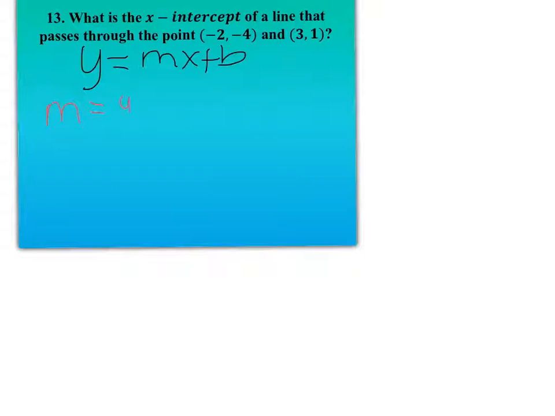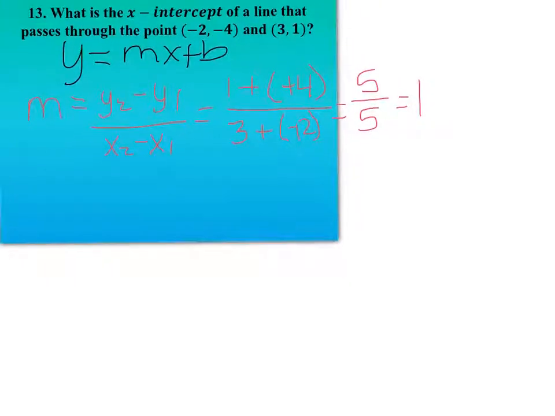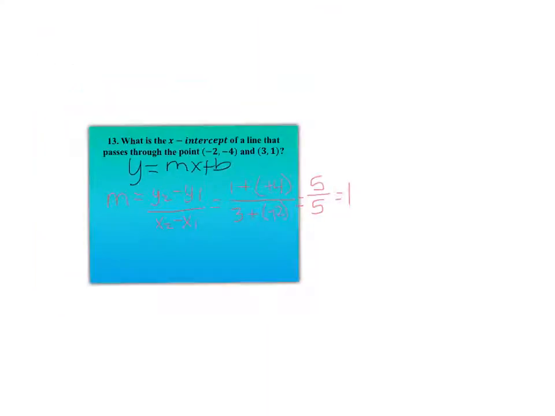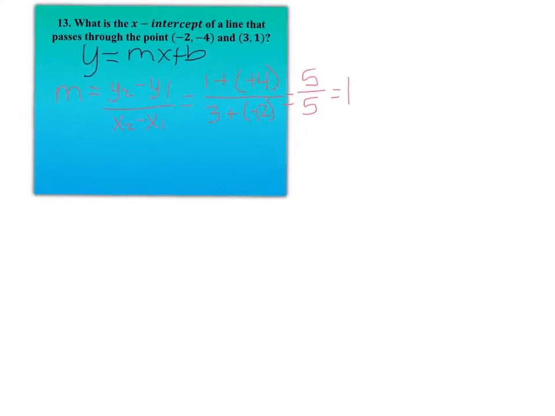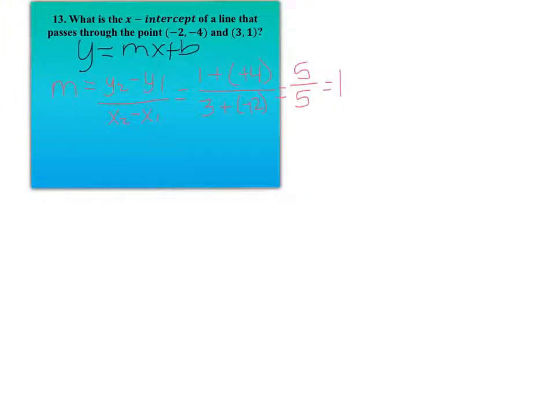M equals y2 minus y1 over x2 minus x1. That's going to be 1 minus negative 4 over 3 minus negative 2. Minus a minus becomes a plus. So I end up with 5 over 5, which gives me 1. Perfect. Let me zoom out even more. Ooh, way too much. All right, there we go. So I have my m, which is just 1.